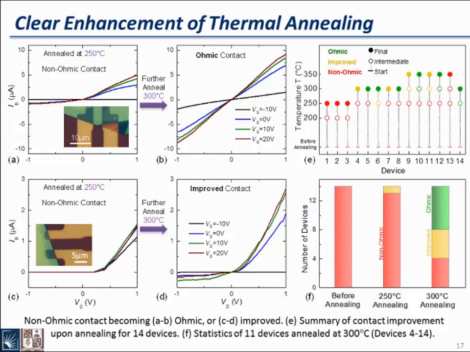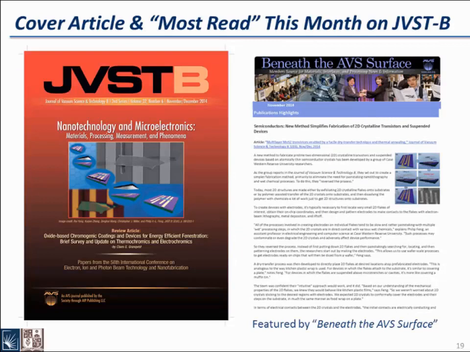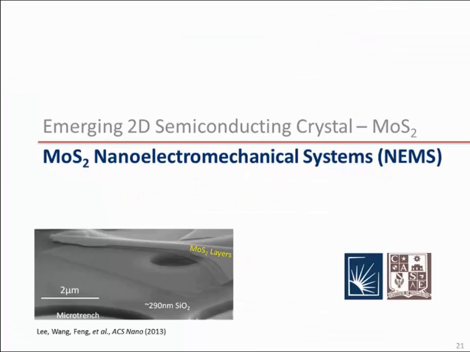We can see that for all the devices, just by annealing at 200 degrees C or 350 degrees C, we can get very high performance out of the 2D transistors. This work was published as a cover of JVSTB last year, and this year we actually made, using the same method, black phosphorus transistors that are covered by boron nitride layers to encapsulate them, to prevent degradation. This was all, again, last month, just published as a cover of JVSTB.